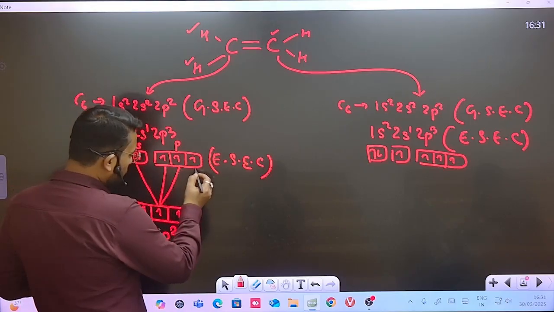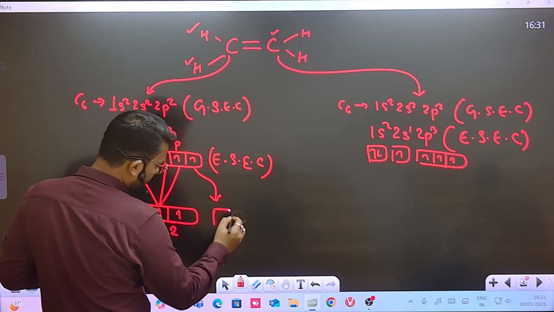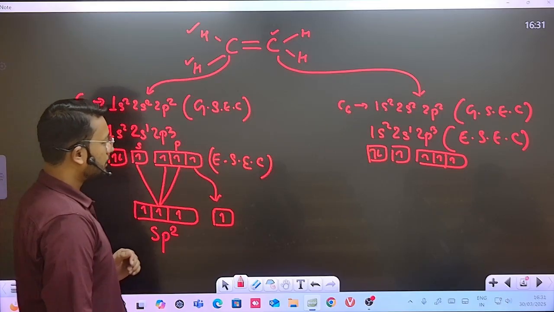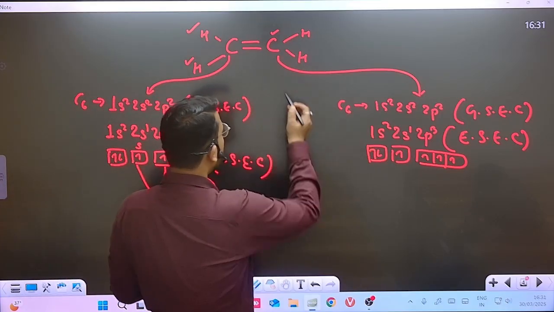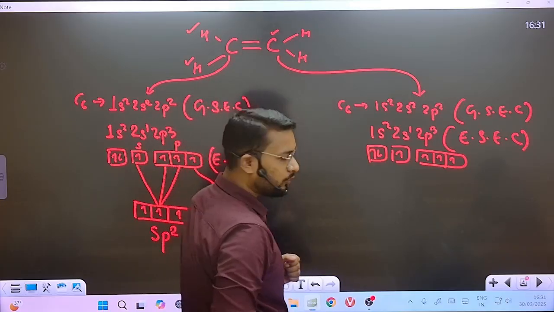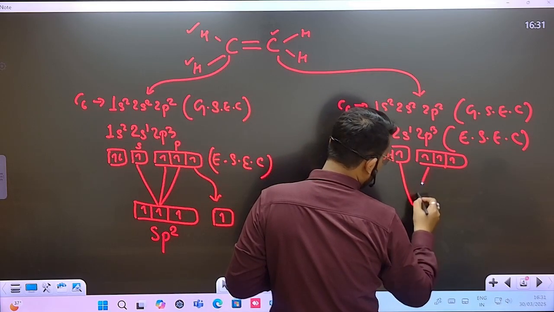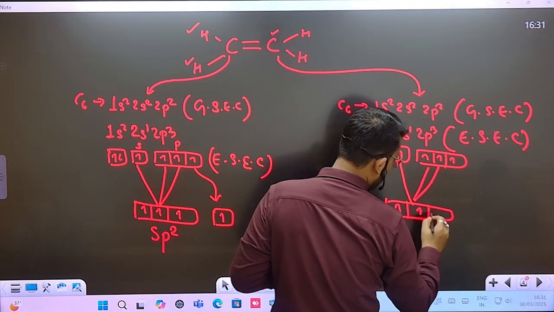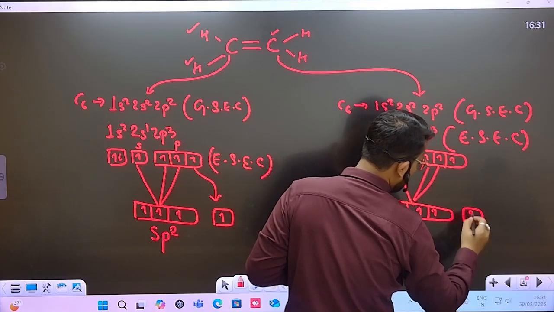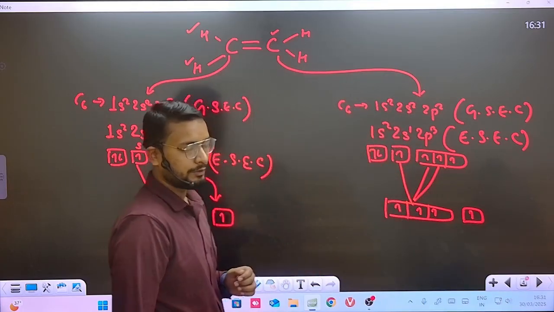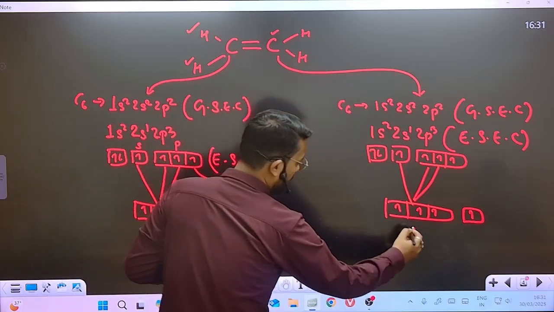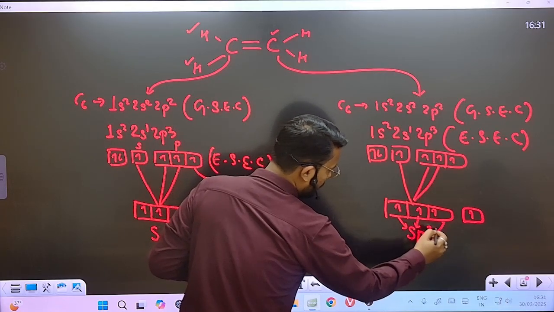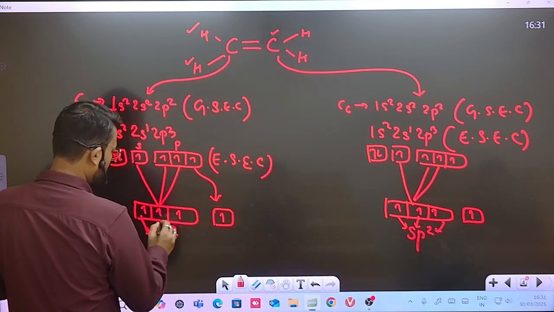Next, here is one orbital which is unhybridized, and it has 1 electron. Same, this carbon is also doing bonding with 1 carbon and 2 hydrogens. So only 3 orbitals will be used, 1s and 2p, and 1 unhybridized p orbital will be present. Here I write its hybridization, which is sp2. Each and every orbital is sp2 hybridized. I hope I am clear with you.